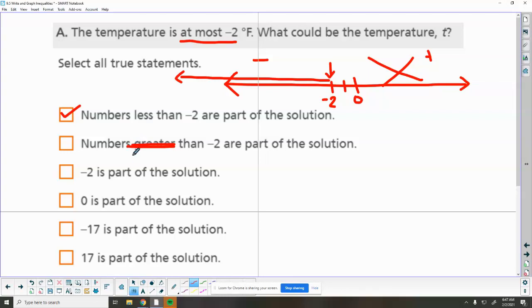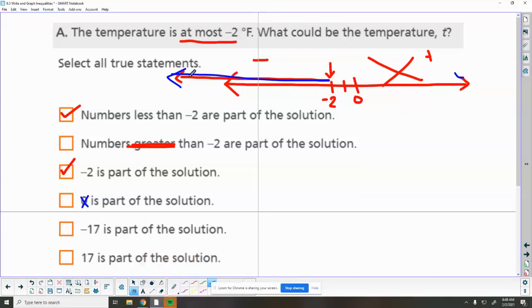So -2 is part of the solution. It can be, right? It tells us the highest it can be is exactly -2. So yes, -2 is part of the solution. But as soon as we cross that line into -1.99, that's not a solution. Would 0 be included? Anything in this direction is good, this direction is not, and 0 is in the opposite direction, as bigger. So 0 is not part of the solution.